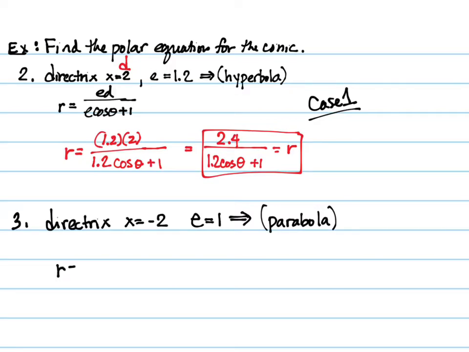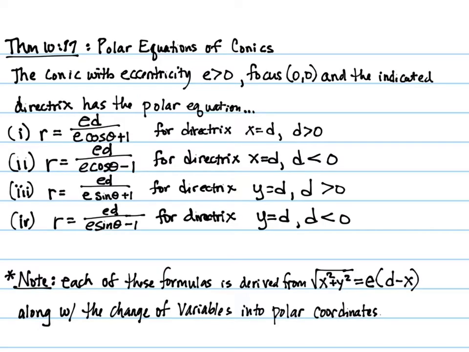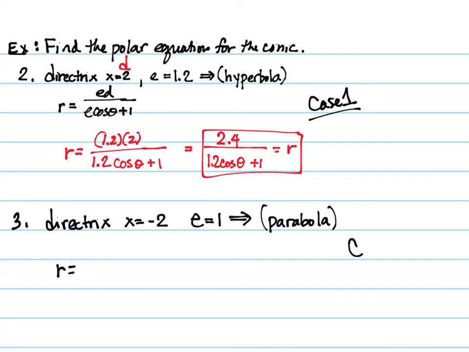And our equation, r equals, fits one of our cases. Namely, I still have an x equals, so it's in case 1 or case 2, but now my directrix, x equals -2, is negative, so d is negative, so we're in case 2 for this one. So this is case 2.